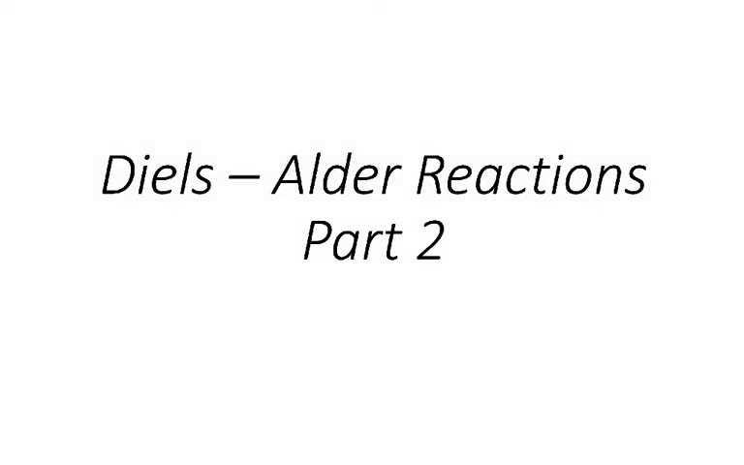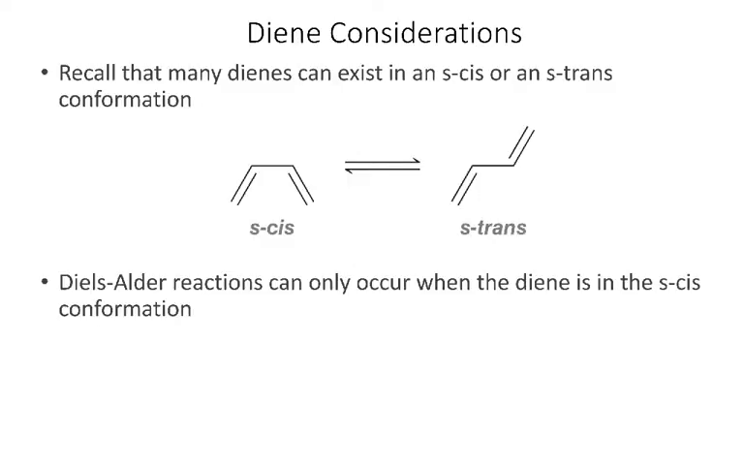Okay, this is a continuation of the last video, and we're going to look at some more of the specifics of the Diels Alder reactions. In the last video we talked about some of the considerations for the dienophile, and specifically that the reaction is more efficient when we add an electron withdrawing group to the dienophile. Here we want to consider some of the considerations for the diene.